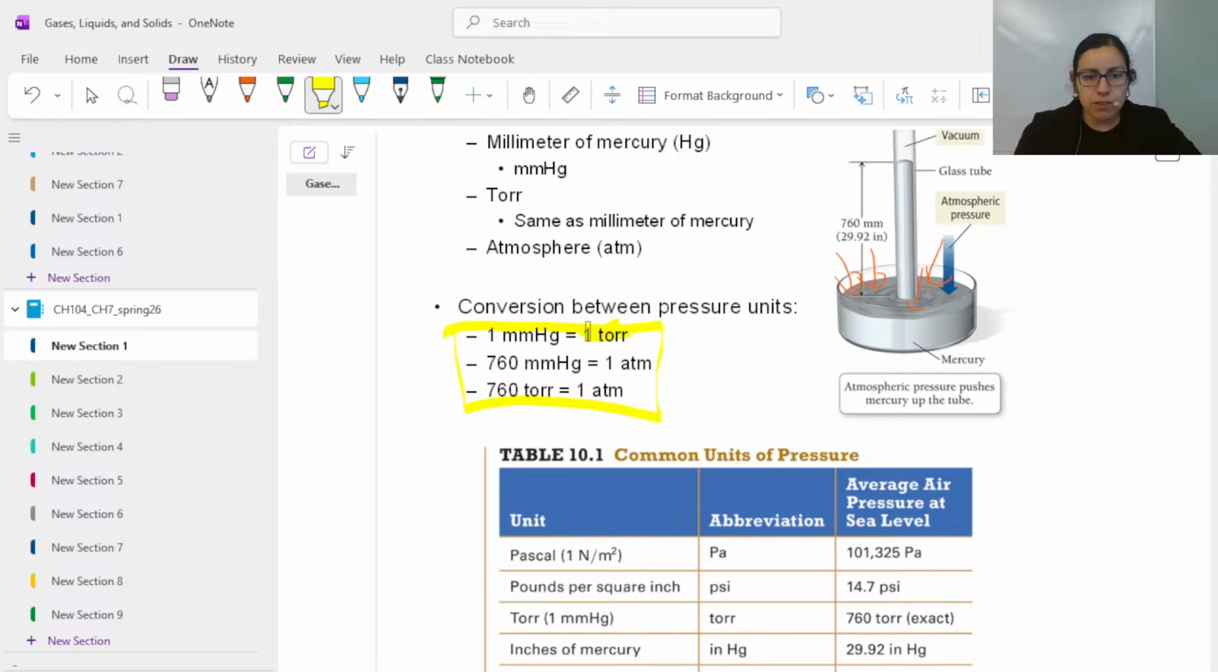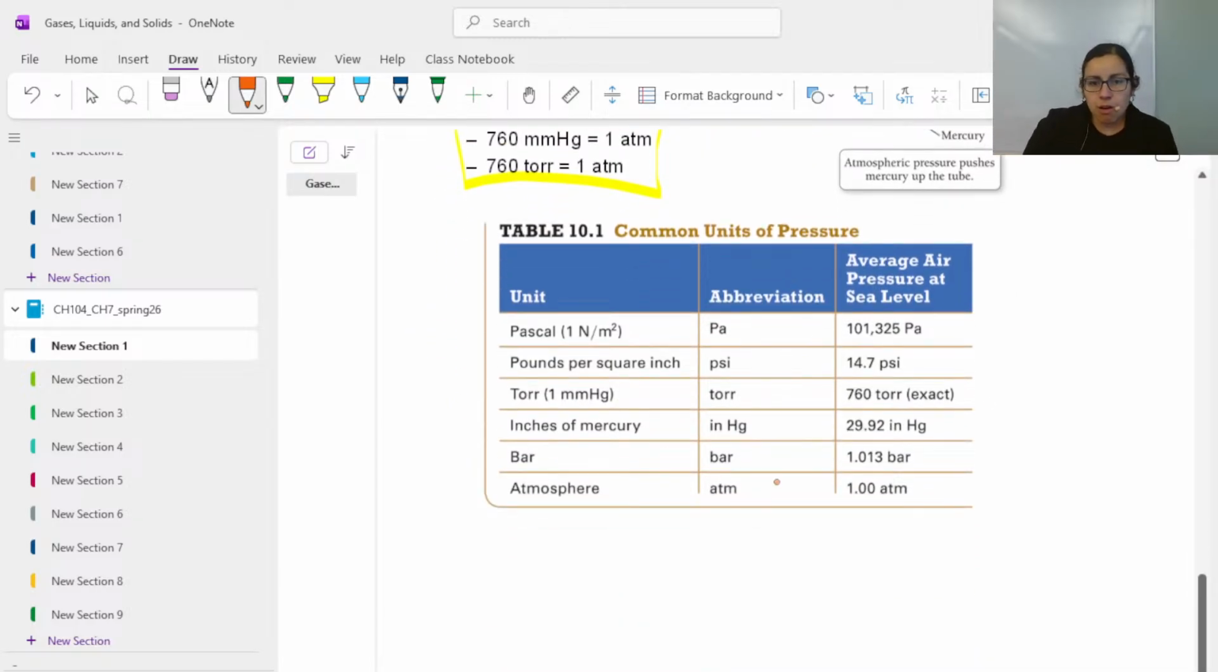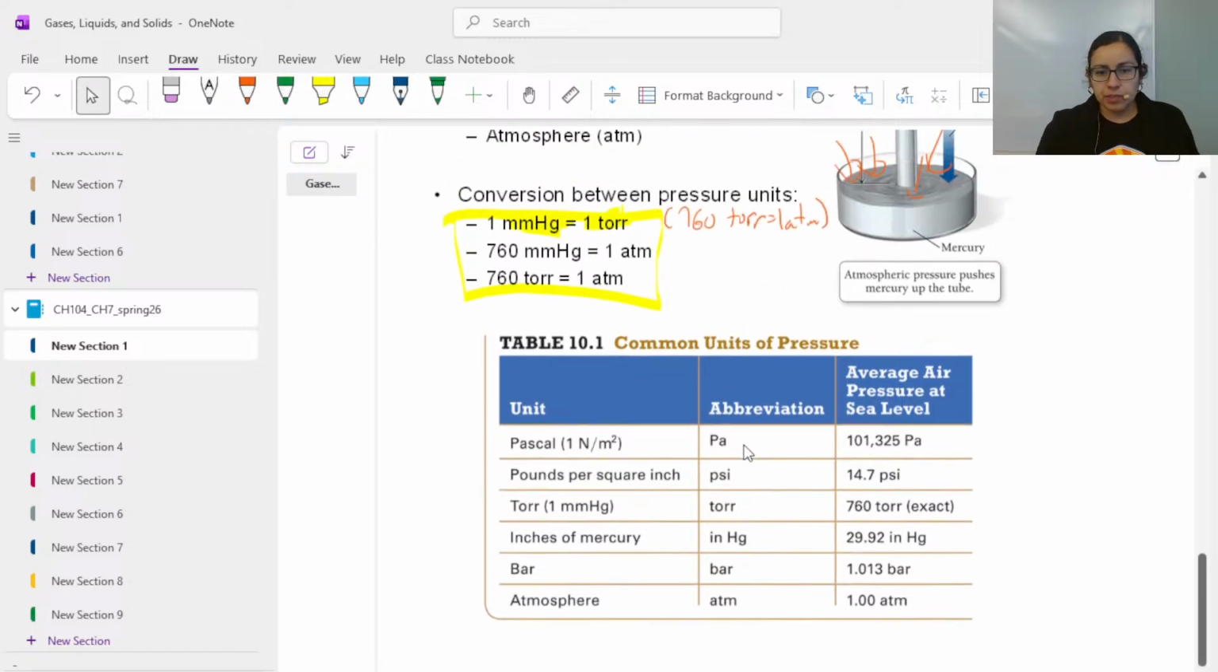And then we also have this unit of torr. Notice that torr is the same thing as millimeters of mercury, so that's pretty commonly used. So 760 torr equals 1 ATM. And we have all our conversions down here in this handy table.